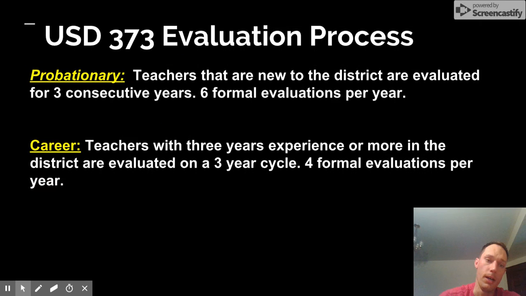The evaluation process in USD 373, where I teach, is based on 2 types of teachers: probationary and career. Probationary, you're new to the district, so you're evaluated for the first 3 years.